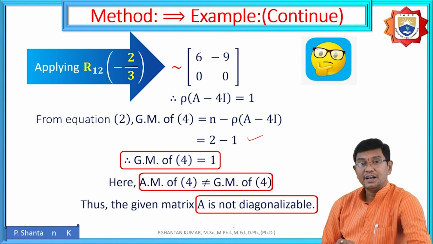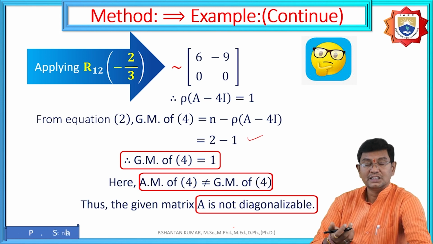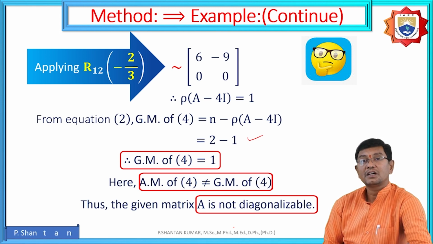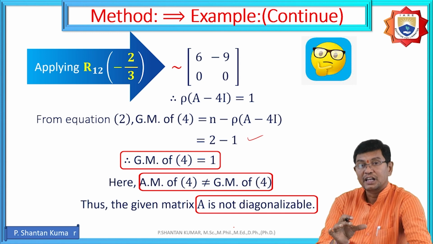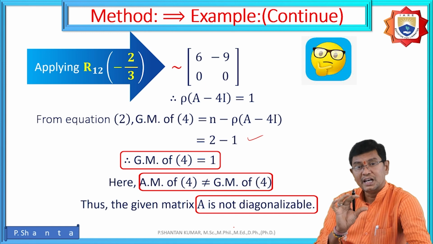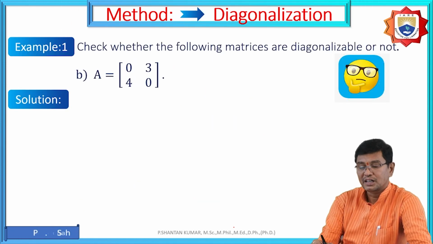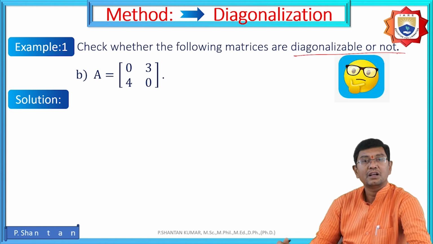Finally, we need to remember that if the eigenvalues of the matrix are different, then automatically the diagonal matrix exists. If the eigenvalues are repeated, we need to check the algebraic multiplicity and geometric multiplicity. For example, is this matrix diagonalizable or not?